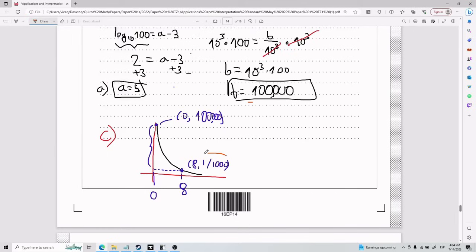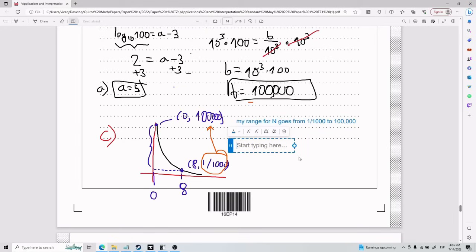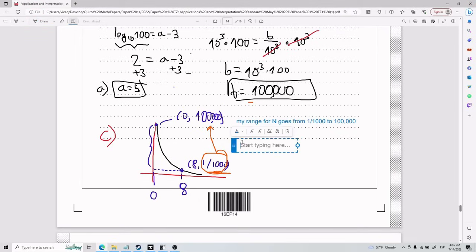It would be from here to here. That is my range. Now, of course, you need to write it in a more fancy way. You can say that my range for n goes from this to this. And if you draw the graph, you're going to get full credit. The more fancy way that I'm sure some of you are asking for: 1 divided by 1,000, this guy here, is going to give you 0.001.